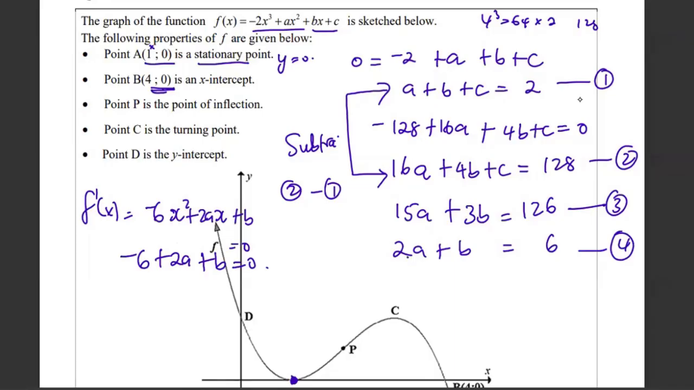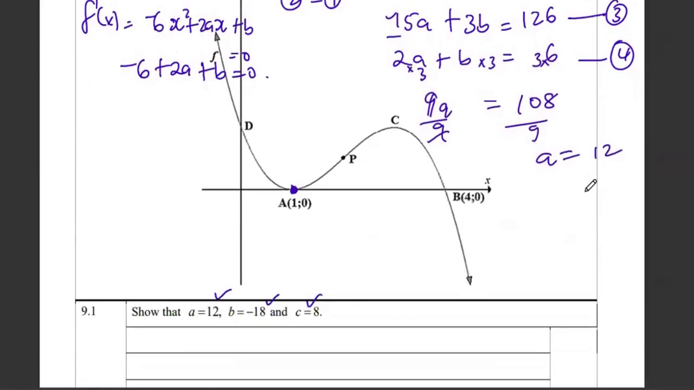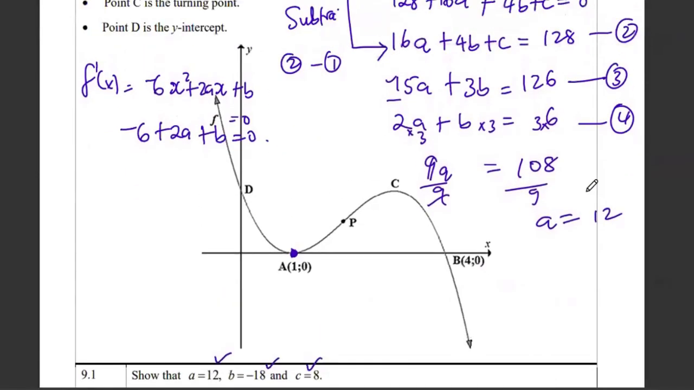So if I multiply by 3 here, by 3, and then by 3. So 15 minus 6 is going to give me 9a. This will cancel out. I know that 6 times 3 is 18, so 126 minus 18 gives me 108. So over 9 and over 9, and then our a becomes 12. Okay, which is what we have.